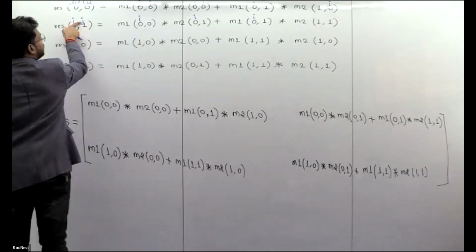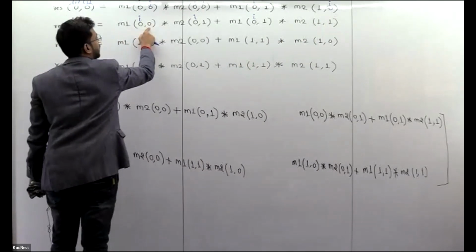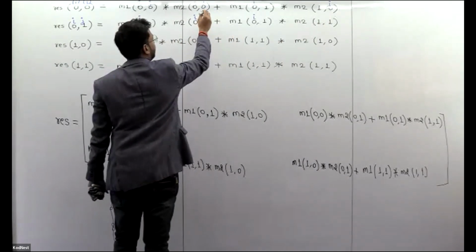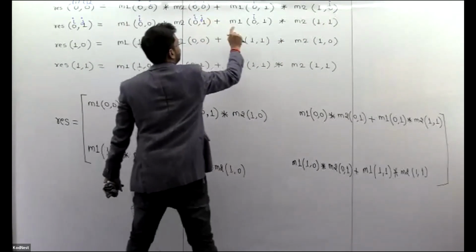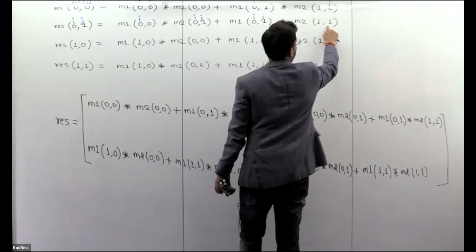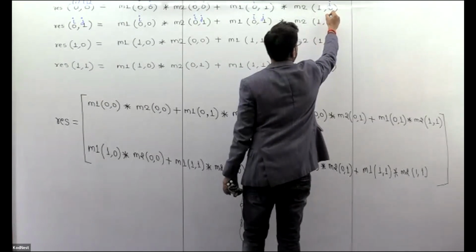Next, second place, if 1 is there, I have to consider it as J. Second place, 0 is there, leave it. Second place, 1 is there, consider it as J. Second place, 1 is there, consider it as J.